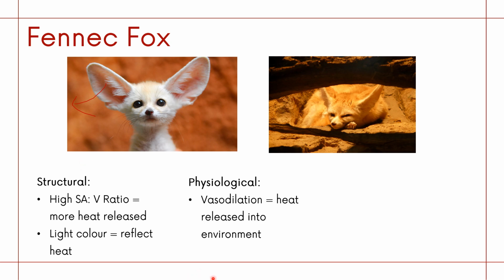Now some physiological adaptations. So we did structural, so those are physical features. Physiological features are to do with biological functioning. So we've got vasodilation. This is when the blood vessels increase in size, they're dilating. And as they increase in size, this allows for more heat from the body to be released into the environment.